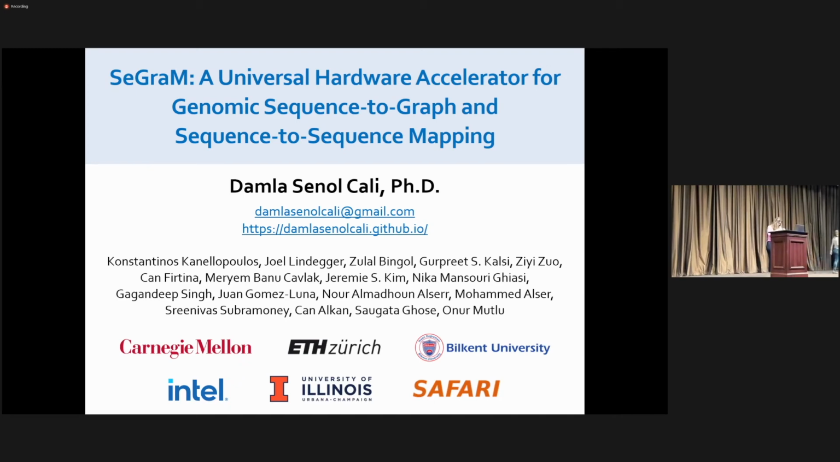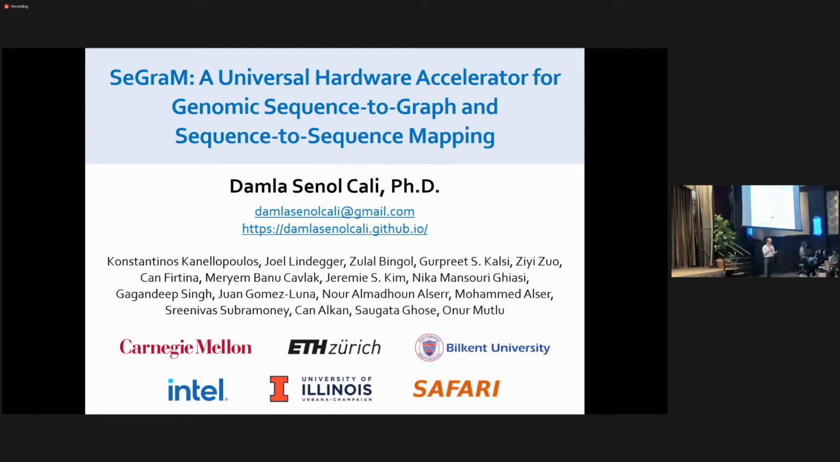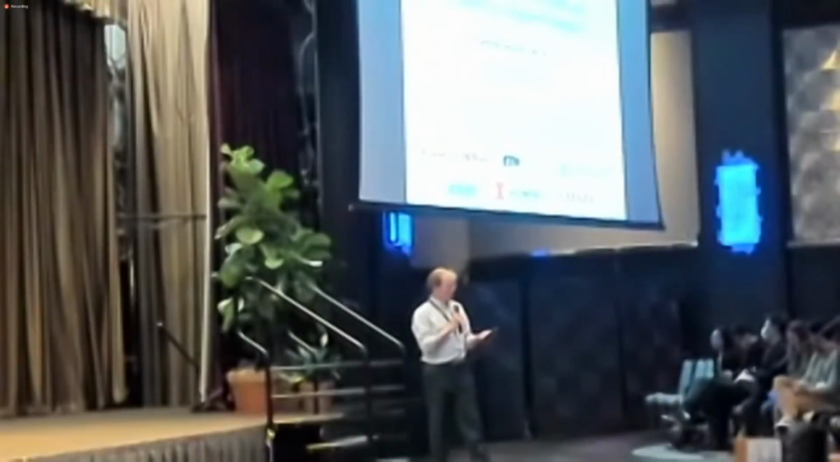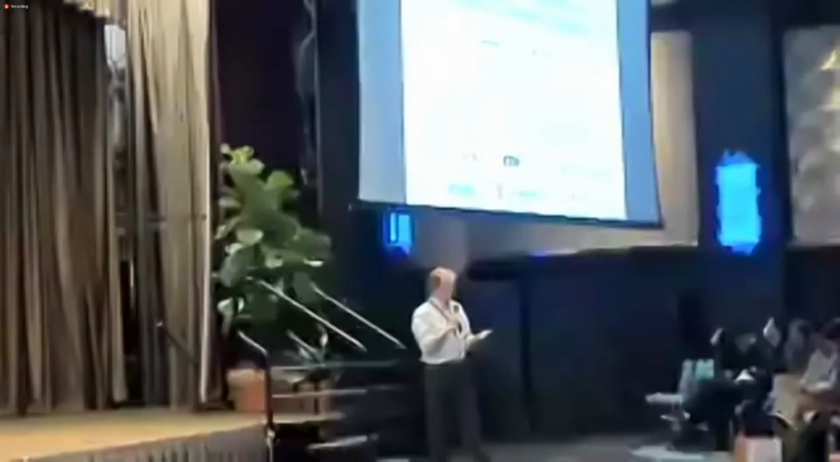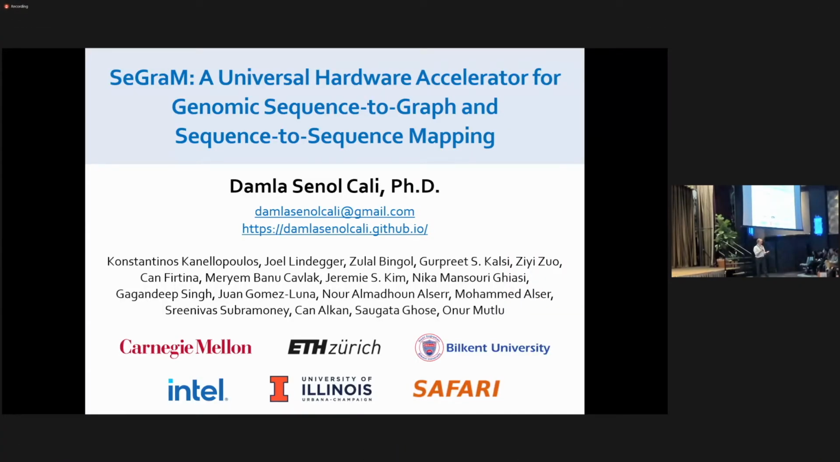Okay, so the final talk of the session will be by Damla Senol Cali. She's a staff software engineer at Bio-Nano-Genomics, focusing on hardware acceleration. She received her PhD degree in computer engineering from the Safari Research Group at CMU in August 2021. She was advised by Professor Onur Mutlu and Professor Sugata Ghose. Her research interests are hardware software co-design for accelerating bioinformatic applications, genomic data analysis, and processing in memory. And today she'll be presenting her work on CGRAM, a universal genomics mapping accelerator, which is joint work with her collaborators at Carnegie Mellon, ETH Zurich, UIUC, Bill Gates University, and Intel Labs. Go ahead.